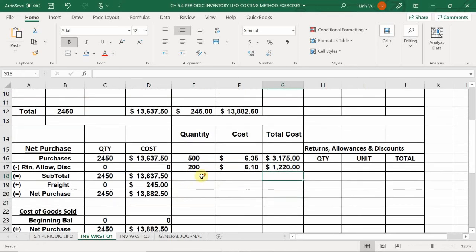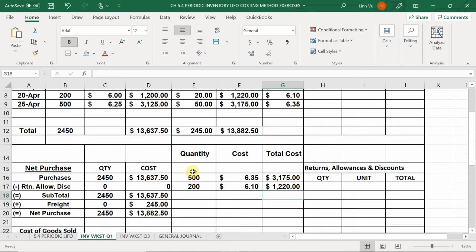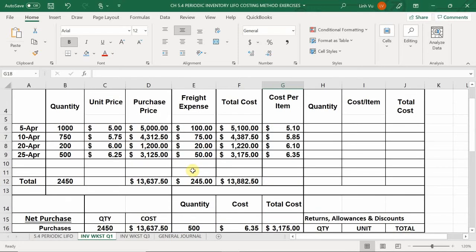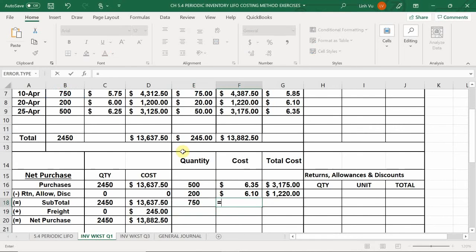Yes. Okay. So then let's see. So we sold now 700 units. We still have 1,150 to go. So in this case, which next batch are we going to sell out next? The 750 from April 10th. Good. So I'm going to eliminate this entire batch as well, right?